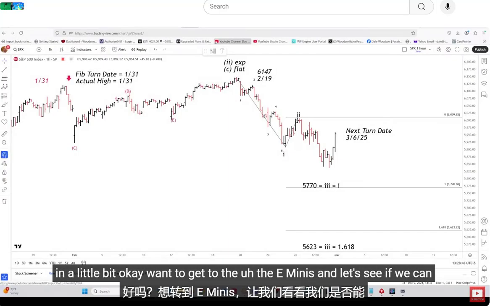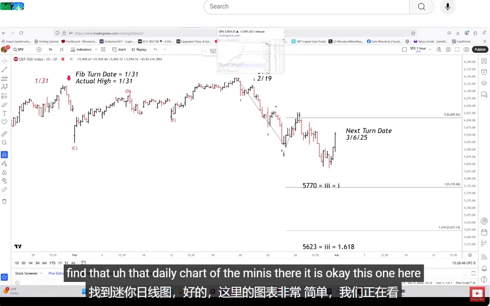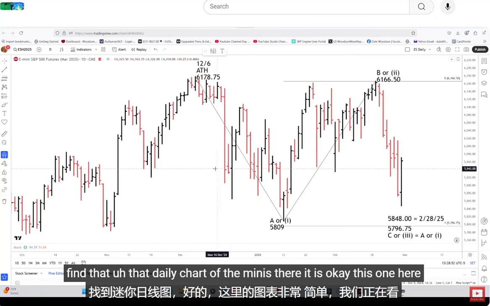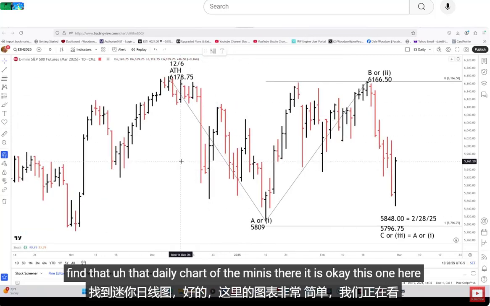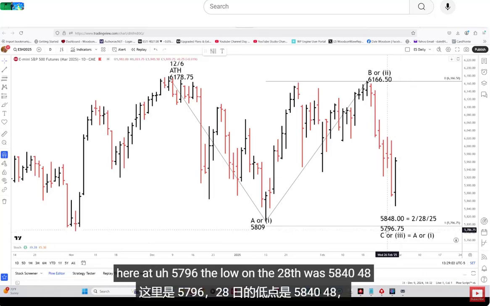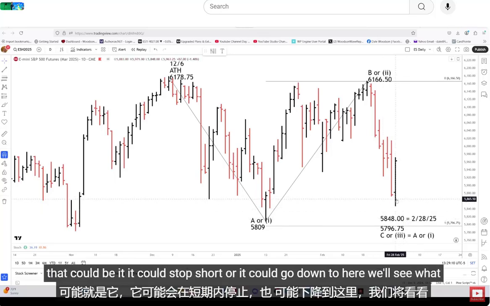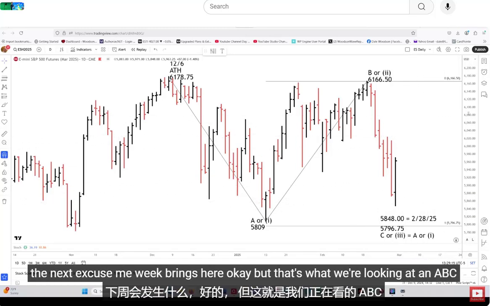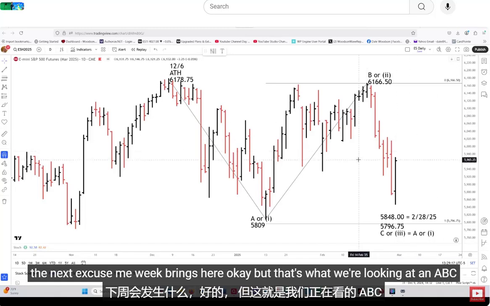I want to get to the E-minis, and let's see if we can find that daily chart of the E-minis. There it is. This one here makes it real simple. We're looking at an ABC. A down, B up, C down. C equals A here at 57.96. The low on the 28th was 58.48. That could be it. It could stop short, or it could go down to here. We'll see what the next week brings here. But that's what we're looking at.